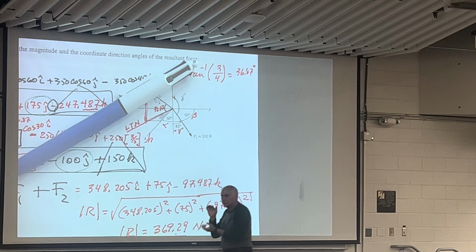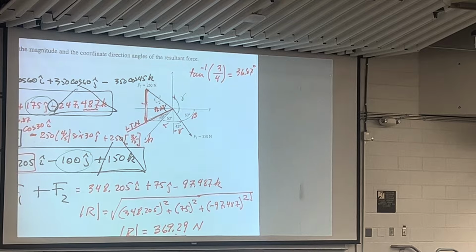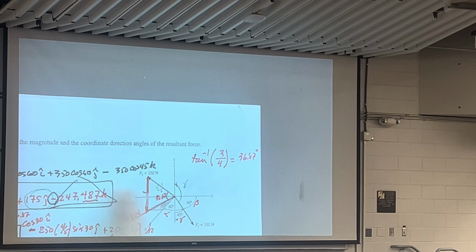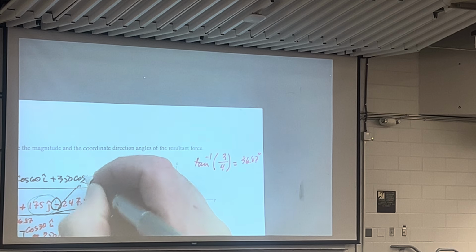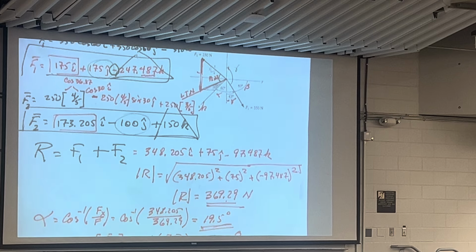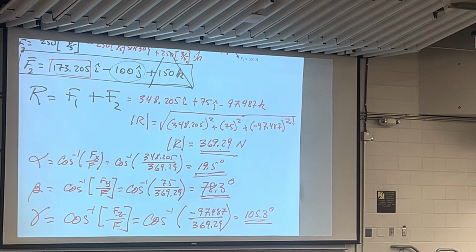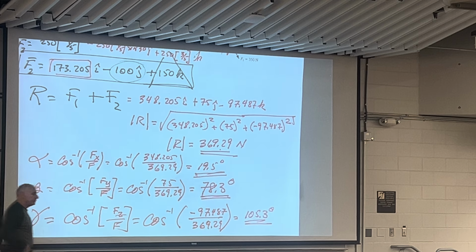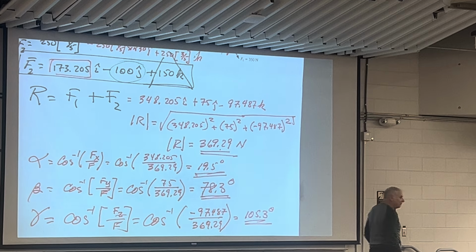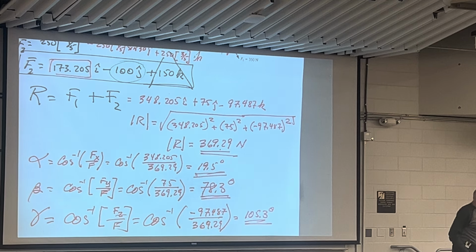Yes? Yeah. In F1, the ijk, why do you do cosine 40 for j? I said 350 cosine 60. That's 60. That's 60, not 40. Cosine 60.